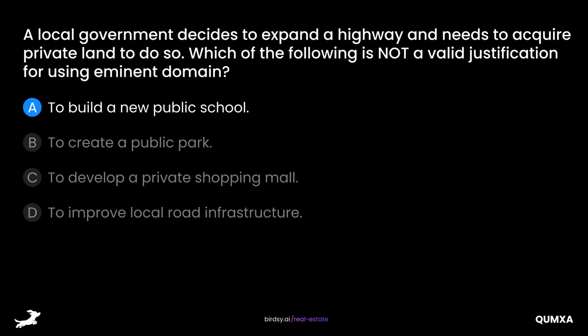Is it A, to build a new public school? B, to create a public park? C, to develop a private shopping mall? Or D, to improve local road infrastructure? The answer is C, to develop a private shopping mall.